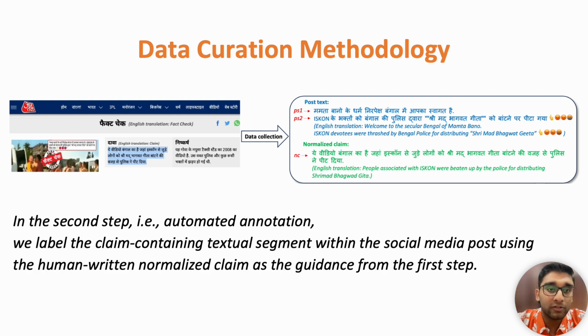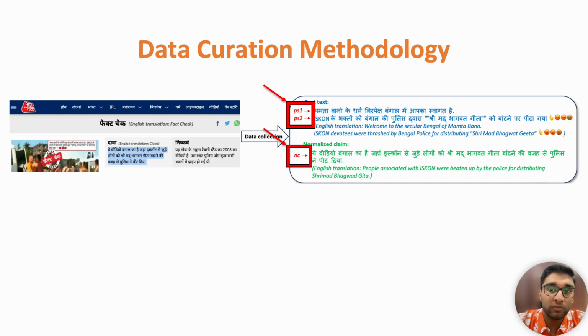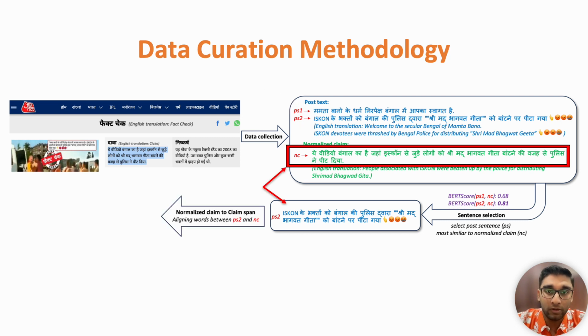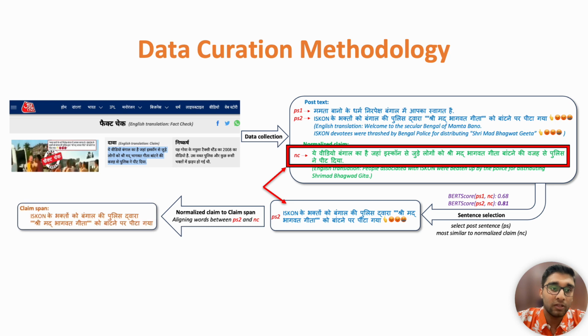In the second step, that is automated annotation, we label the claim containing textual segment within the social media post using the human written normalized claim as the guidance from the first step. First, we look for the most relevant sentence that encapsulates the claim made in the post. We do this by computing a similarity score like BERTScore between the normalized claim and each of the post sentences, and we select the sentence with the maximum score. Then using AWESOME-align, we find the words in the post sentence that align with the words in the normalized claim. This results in the final claim span.